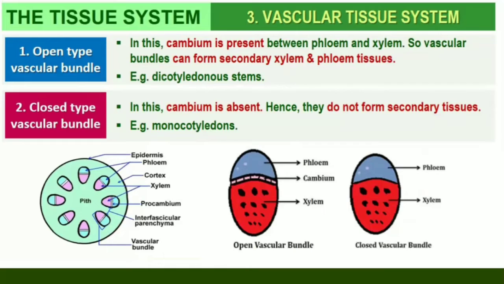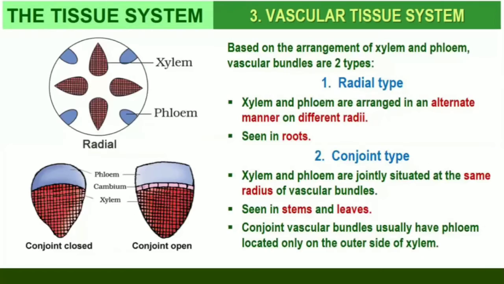In the monocotyledons, the vascular bundles have no cambium present in them. Hence, since they do not form secondary tissues, they are referred to as closed. When xylem and phloem within a vascular bundle are arranged in an alternate manner on different radii, the arrangement is called radial, such as in roots. In conjoint type of vascular bundles, the xylem and phloem are situated at the same radius of vascular bundles. Such vascular bundles are common in stems and leaves. The conjoint vascular bundles usually have the phloem located only on the outer side of xylem.